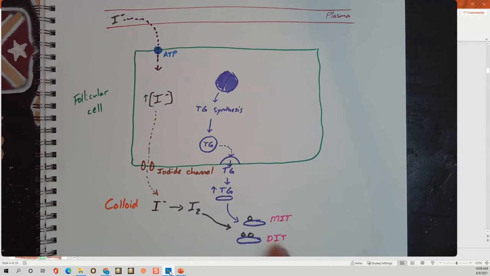MIT and a DIT, mit and dit. Whatever story it takes for you guys to help learn this stuff, right? You got an MIT and a DIT.